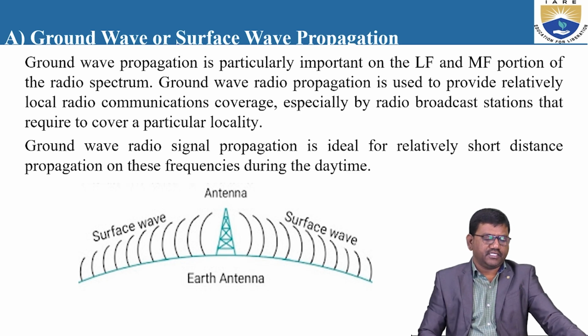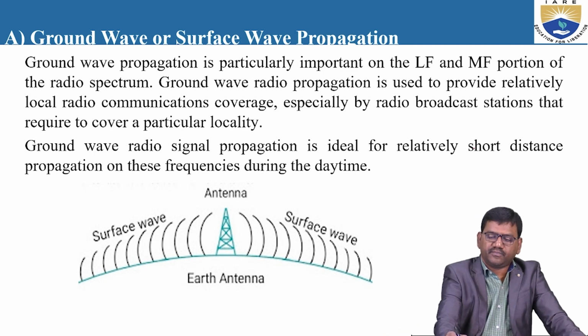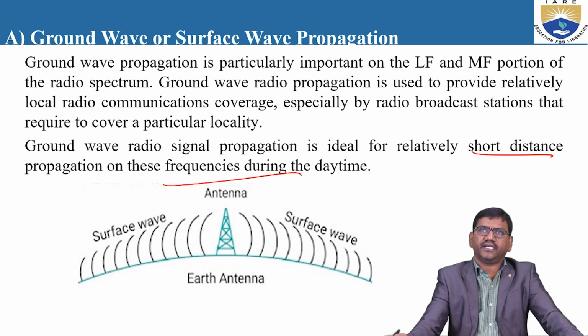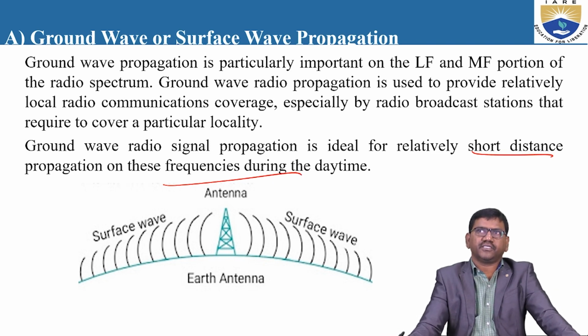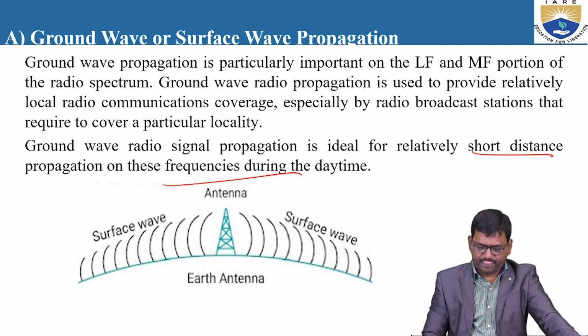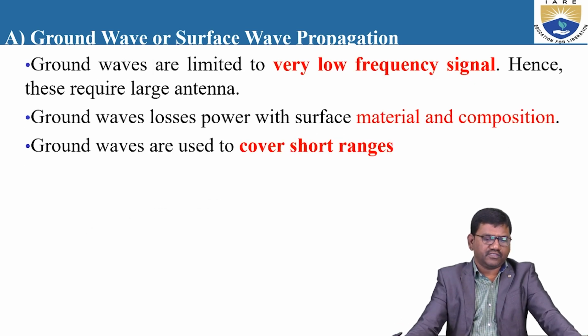Ground wave propagation is particularly important for low frequency and medium frequency. You can see in the figure here, the waves are traveling over the surface of the earth. The ground wave signal is ideal for relatively short distance communication on these frequencies during the daytime. Ground wave propagation provides relatively local radio communication coverage only. So local radio communication can be used effectively by use of ground wave propagation.